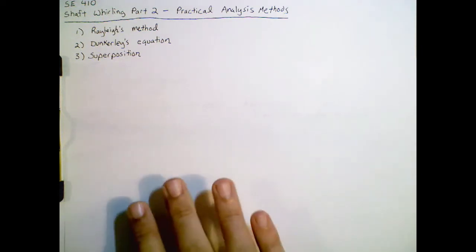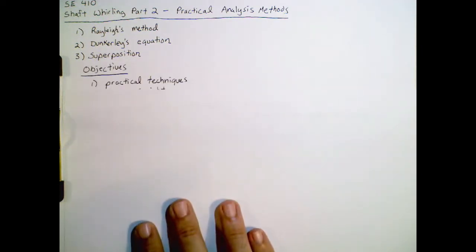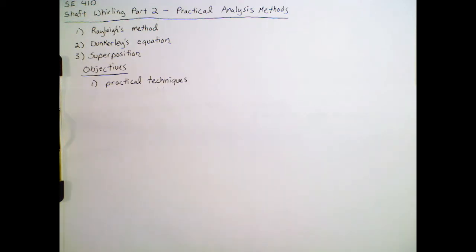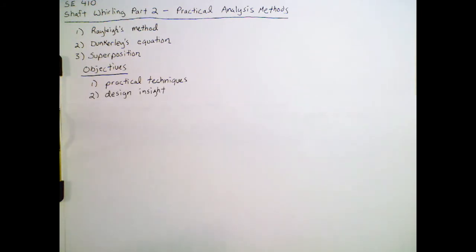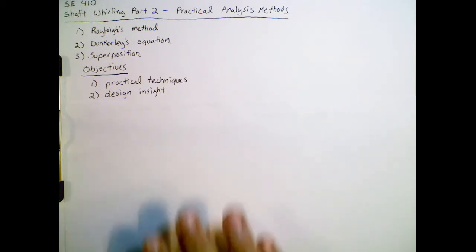There are 2 main objectives today. One is to go through the practical techniques for estimating the lowest critical speed of a realistic mechanical shaft assembly. And number 2 is to gain insight in how to design shaft systems to avoid problems due to whirling and the associated vibration.